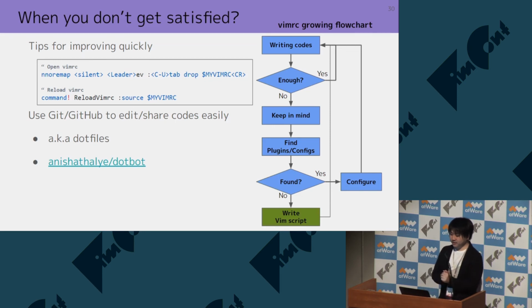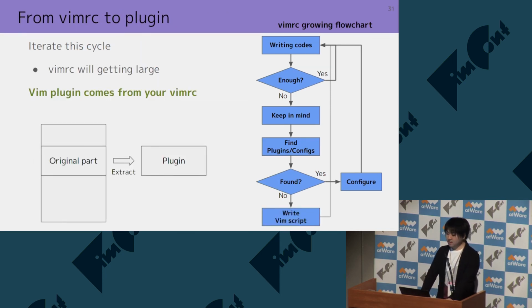Also, we have to use Git to manage vimrc. Using Git and GitHub, as you know, we can edit and share our vimrcs. I have used dotbot, which is a dotfiles manager, for about 4 years. After writing Vim script, just go back to writing code. After you iterate this cycle, your vimrc will get large. If your original script parts are large, you may be able to extract them as a plugin. So a Vim plugin comes from your vimrc.